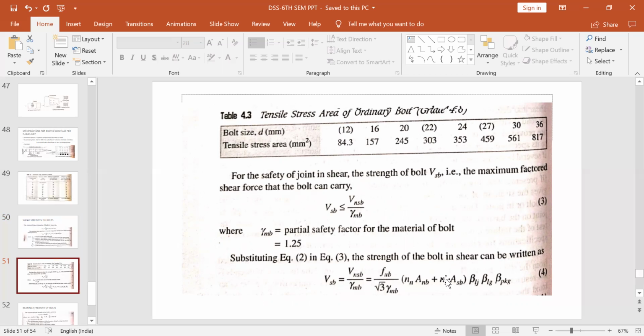And eventually NS is also 0 in most of the cases. So this formula will be FUB by root 3 gamma MB into NN into ANB. So this much formula only we will be using. Now this formula is only for single shear. When you are providing 2 cover plates, then there will be double shear. One shear plane will be at the top cover plate, and in the bottom cover plate there will be another shear plane. So this will be 2. So this entire formula will be 2 times that factor.